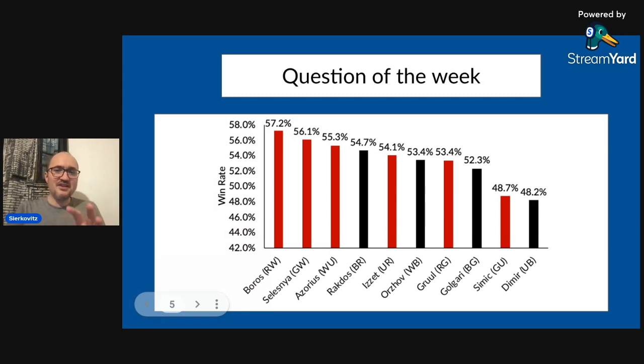So yeah, this initial look tells us that we should probably limit ourselves. If you want to get the base of how to make black work, we should probably focus on Rakdos and then see what's going on in there.